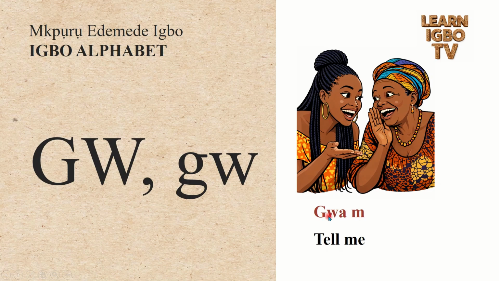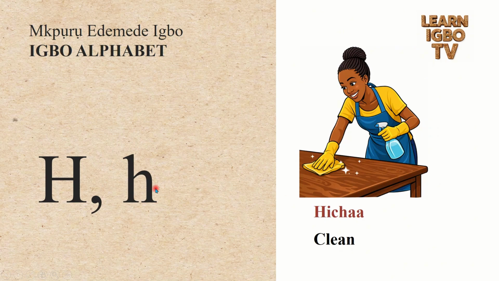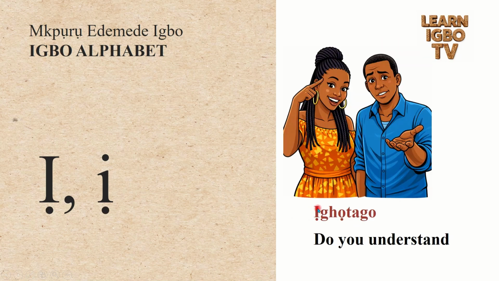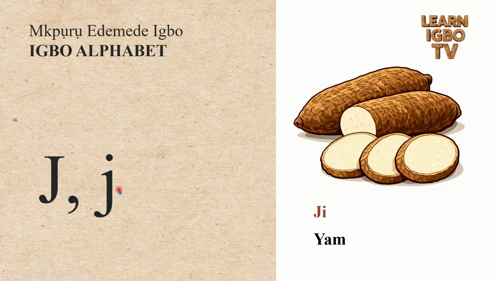Gwe for Guam. He for Hicha. E for Ịgbankwụ. E for Ịghọtago. G for G.